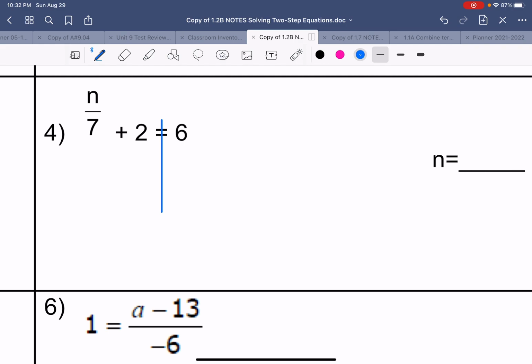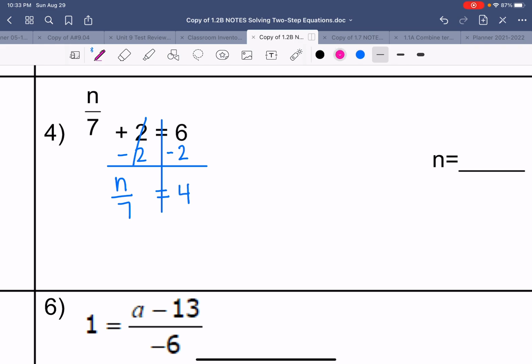railroad tracks. First step, undo the addition or subtraction of the constant term. And remember, we want to move the constant that's on the same side as the variable. Well, the same side as the variable is this 2. So I need to remove the 2 by undoing the addition. I undo the addition by subtracting. So I'm left with n divided by 7 equals, well, 6 minus 2 is 4.